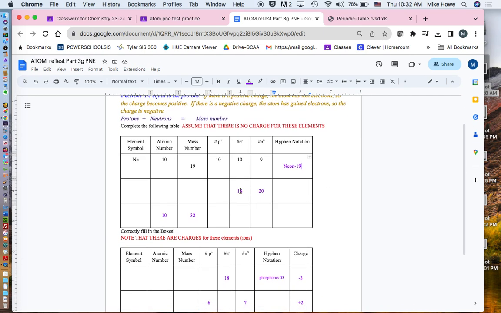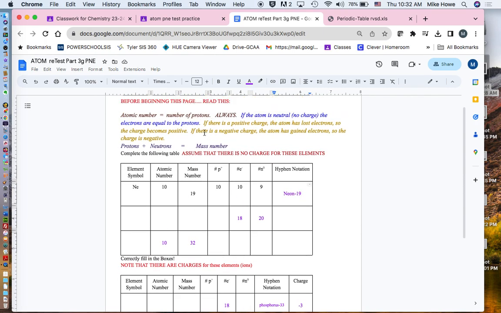On this one, we're given 18 and 20. So we're given 18 for the number of electrons. We're given 20 for the number of neutrons. The electrons, in blue up here, are equal to the protons if there's no charge. There isn't a charge because it says assume there's no charge. So that means our protons are going to be 18 also. And since the protons are equal to the atomic number right here, we know the atomic number is 18. All right, the mass number is the protons plus the neutrons, so you'd have 18 plus 20, that'd be 38.